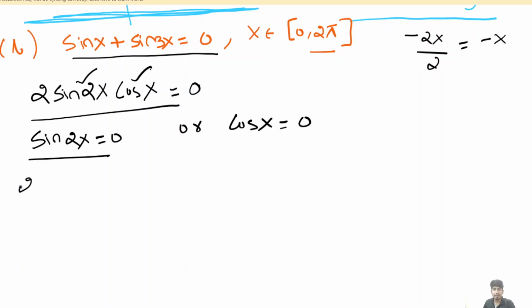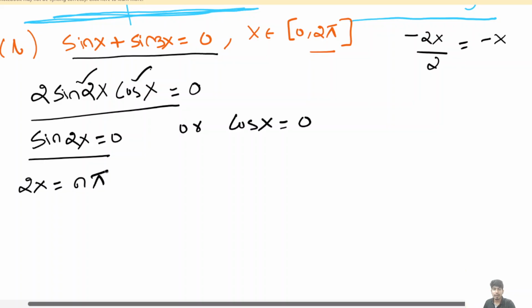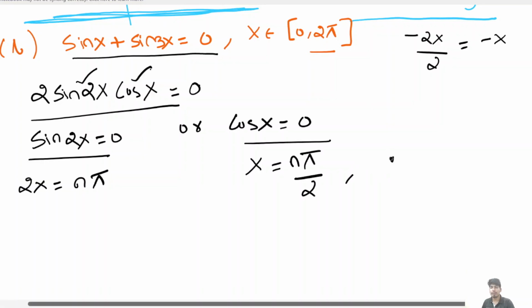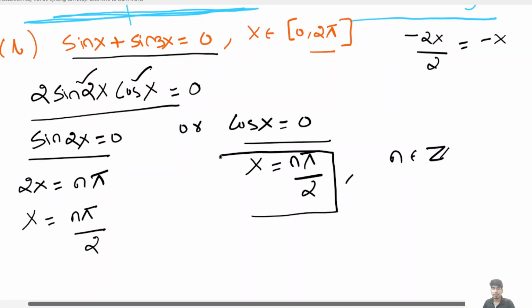There are only two possibilities: this equal to 0 or this equal to 0. Then here 2x is equal to n pi. And here x is equal to (2n plus 1) pi by 2, or you can write n pi by 2. You choose. This can be n pi by 2, where n belongs to integers. Okay, students. Then here x can be n pi upon 2, and this is also x is n pi upon 2.